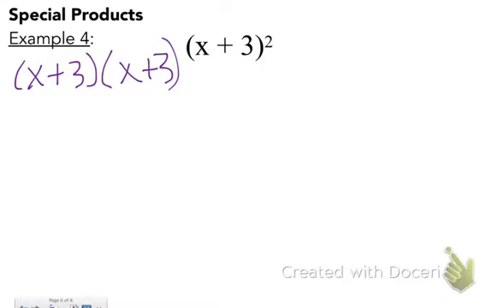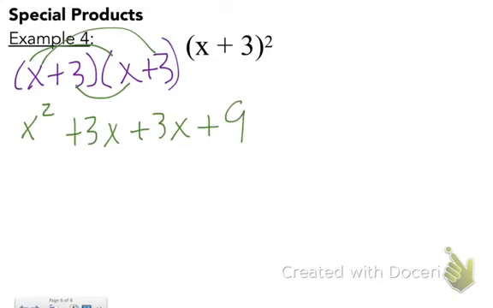So now, since I have a binomial and a binomial, I can choose. I can either do a table or I can FOIL. So if I FOIL, I get x squared plus 3x plus 3x plus 9, and then that becomes x squared plus 6x plus 9.